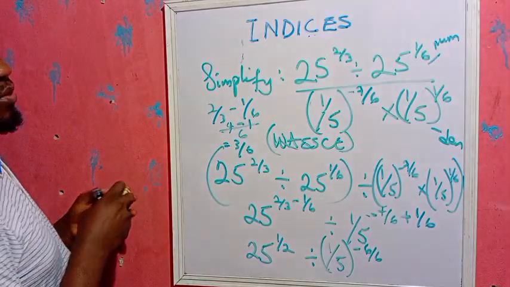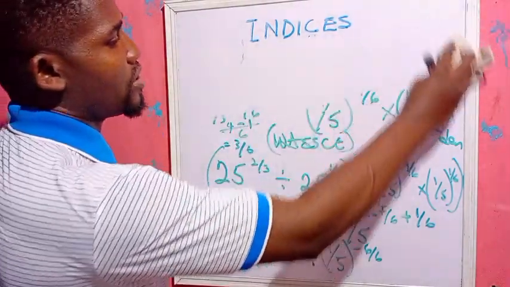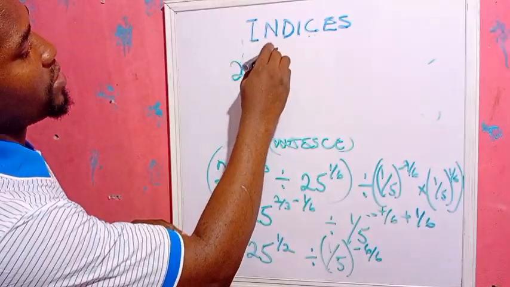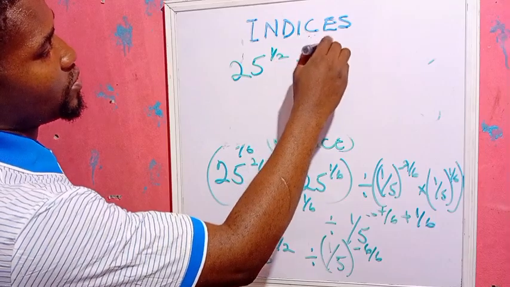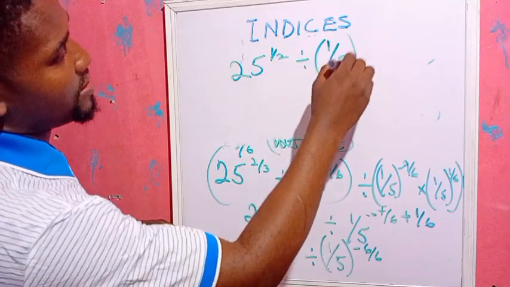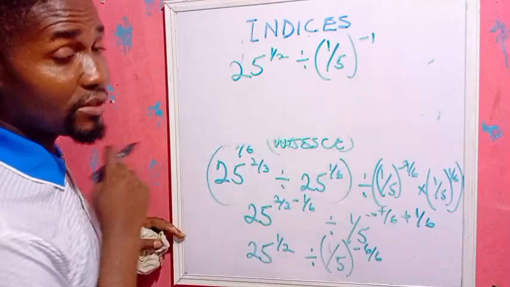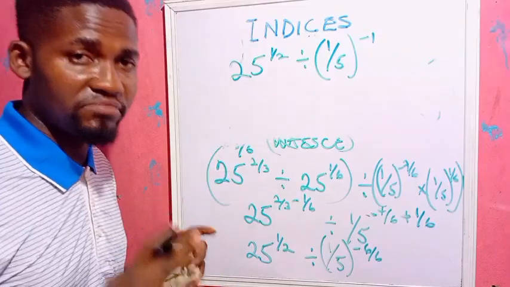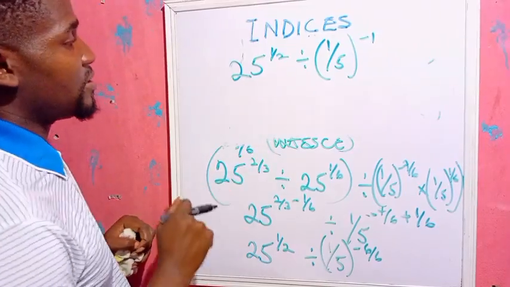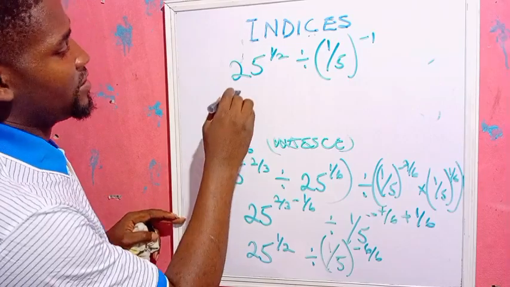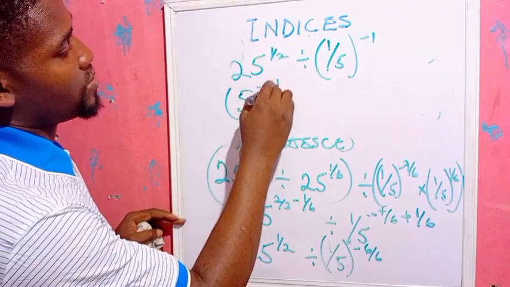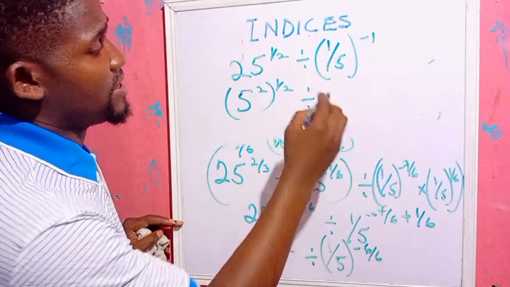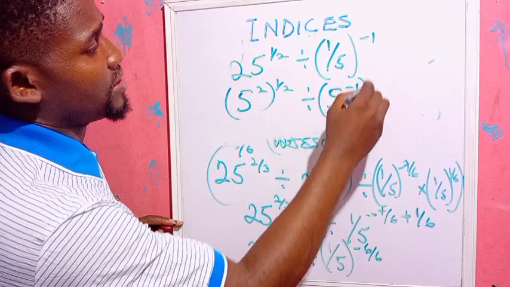I have to rub off one part of the board, so I'll rewrite this so we all understand and see what I'm trying to get. So we have 25 raised to the power 1 over 2 divided by 1 over 5 raised to the power minus 6 over 6, which is the same as minus 1. Take note. Now we have to take the root numbers to the same base. In other words, 25 becomes 5 squared. So we have 5 squared raised to the power 1 over 2 divided by 1 over 5, which is the same thing as 5 raised to the power minus 1. So 5 raised to the power minus 1, raised to the power minus 1.